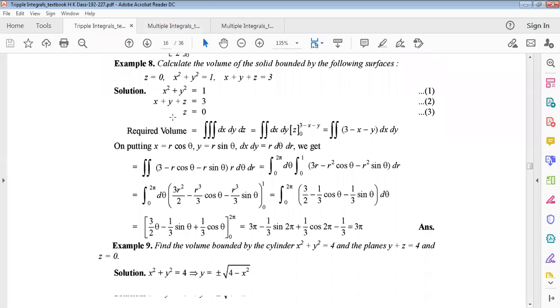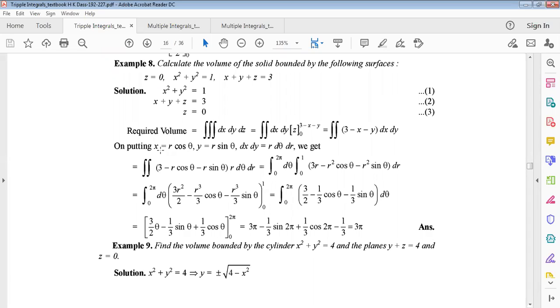Now this example 8. Calculate the volume of the solid bounded by the following surfaces: z equals 0, this is the xy plane, x squared plus y squared equals 1, this is the cylinder, and x plus y plus z equals 3. Now equations 1, 2, and 3. Required volume will be the triple integral of dx dy dz. Now just taking integration with respect to z, we get z only. Putting the values, this will be the required volume after integrating with respect to z.